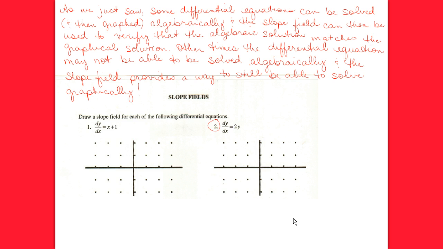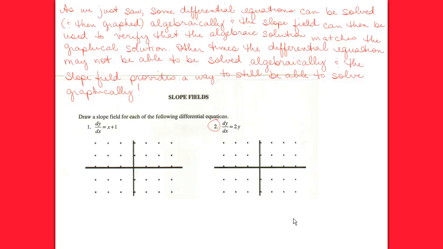So as we just saw, some differential equations can be solved and then graphed algebraically, and the slope field can then be used to verify that that algebraic solution matched the graphical solution and was right. But other times the differential equation may not be able to be solved algebraically, and the slope field provides a way to still be able to solve it graphically.